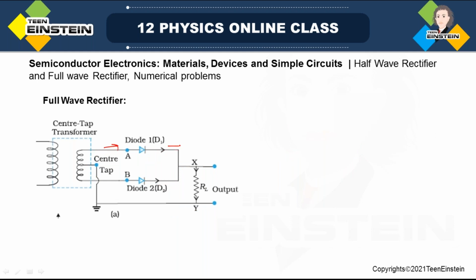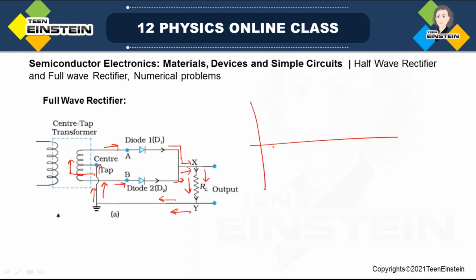See, earlier the current was flowing in this way during the positive half cycle. Now in the negative half cycle, the D2 diode will conduct, so current will flow in this way, this way, this way, then it will go all the way up to here. So one thing you can notice, even though different diodes are conducting, the current through RL is in the same direction.